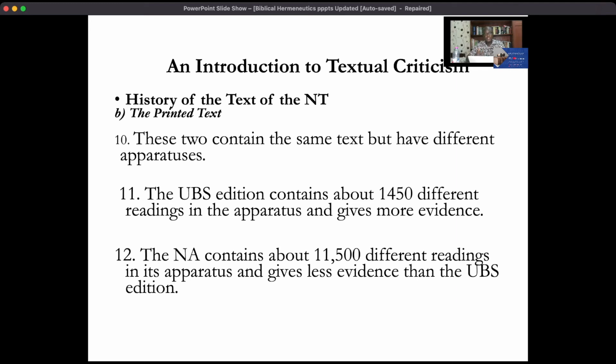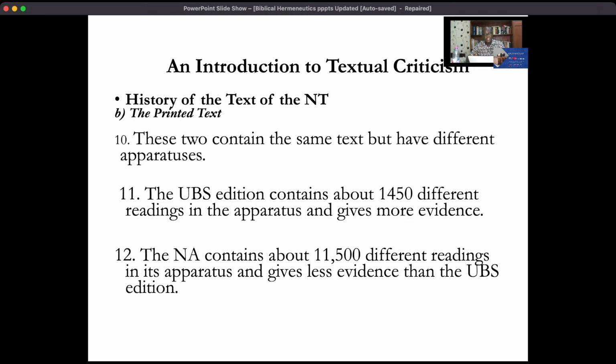The UBS, that's United Bible Society edition, contains about 1,450 different readings in the apparatus and gives more evidence. The Nestle-Aland contains about 11,500 different readings in its apparatus and gives less evidence than the UBS edition.